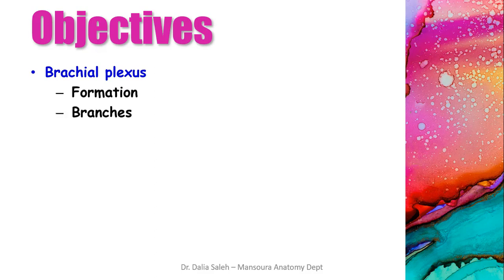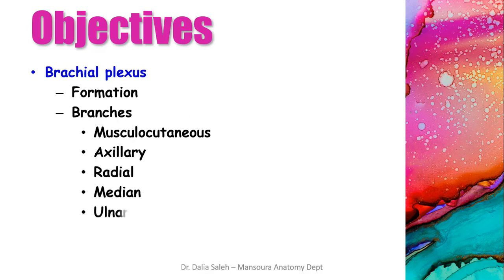The objectives of my presentation are: first, I will discuss the anatomy of the brachial plexus regarding its formation and branches. Then I'm going to focus on 5 of its main branches, which are the musculocutaneous, the axillary, the radial, the median, and the ulnar nerves. I'm also going to discuss the distribution of the branches of the brachial plexus and the effect of its injuries.